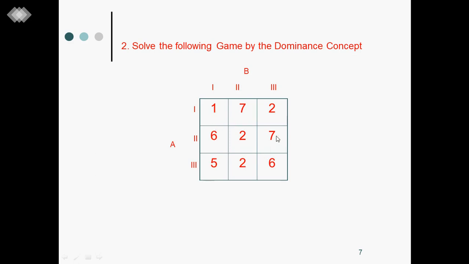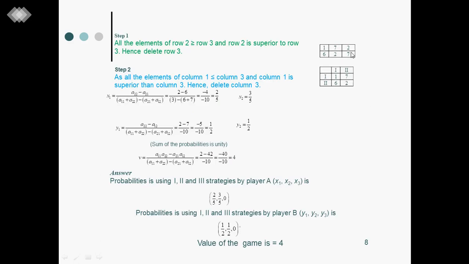2 is equal to 2. 7 is greater than 6. All the elements of A2 are greater than or equal to A3. Hence, A2 dominates A3. There is no point of keeping this strategy. As it is inferior, this will be deleted. So that's what has happened here: 1, 7, 2, 6, 2, 7.